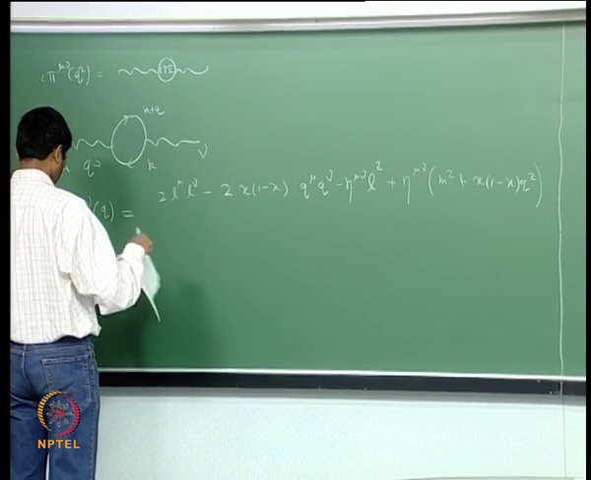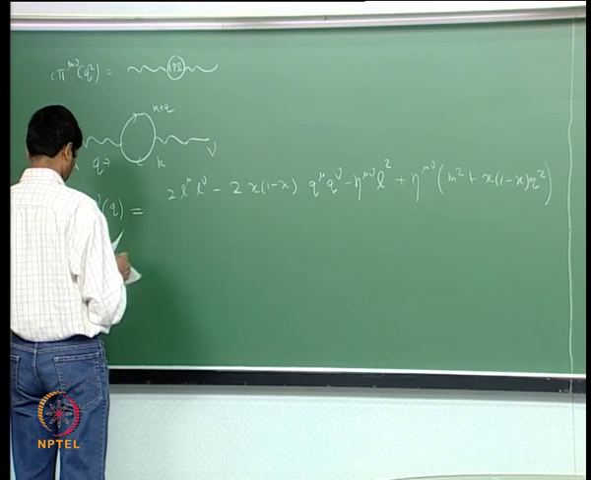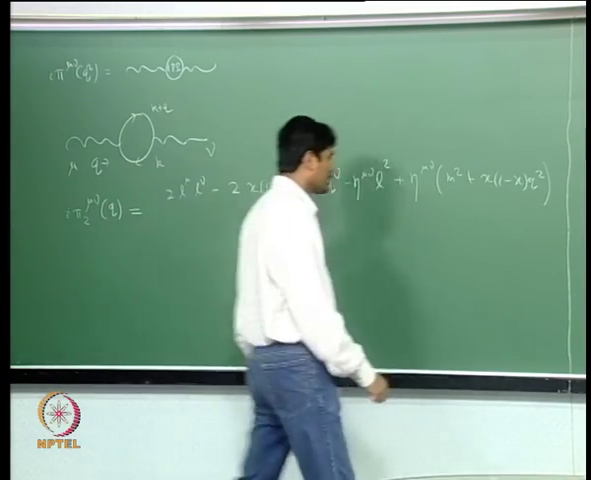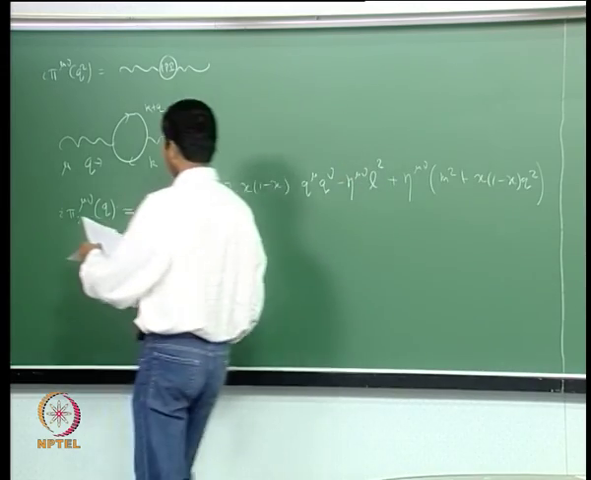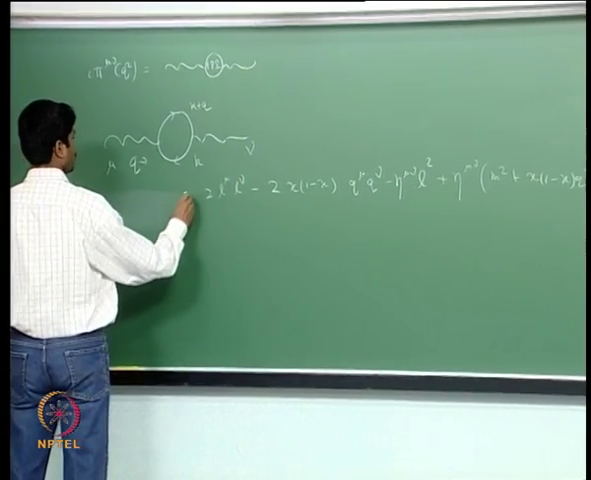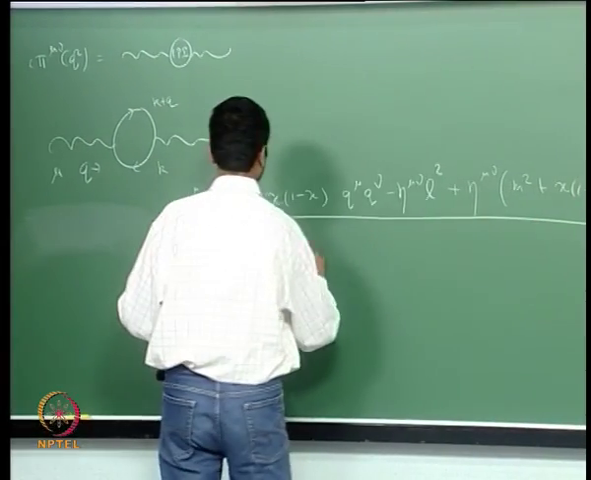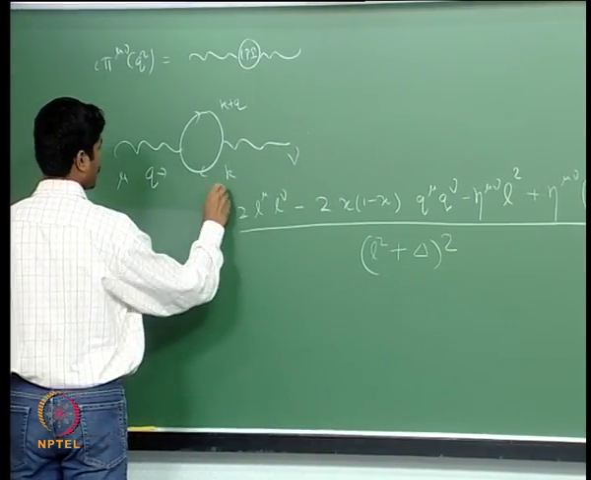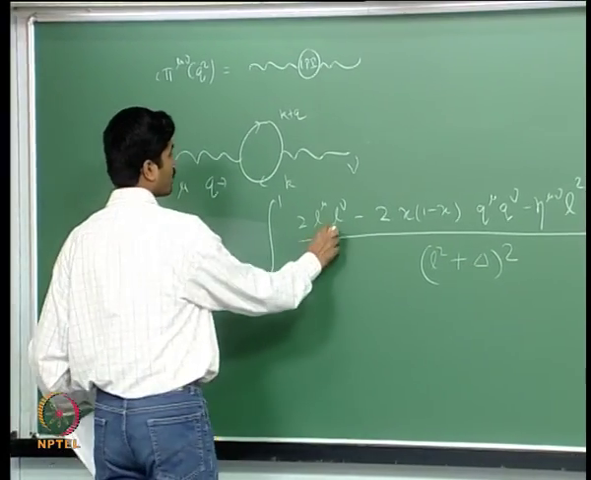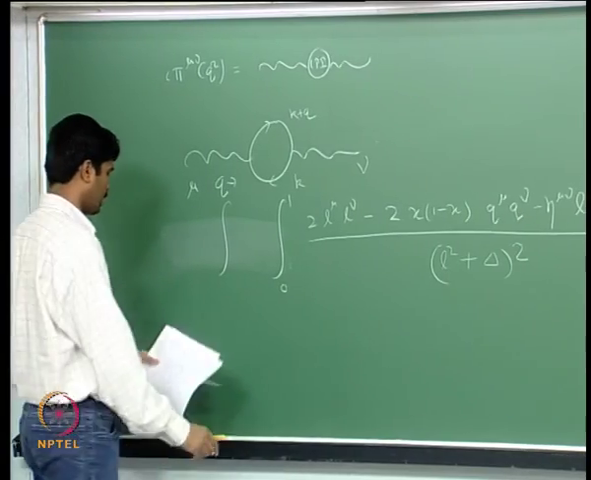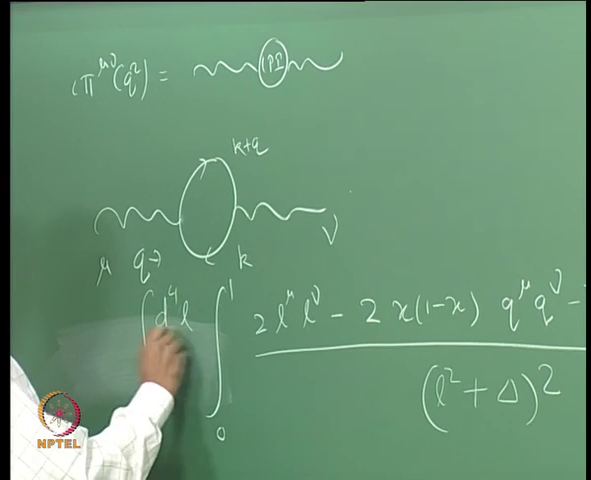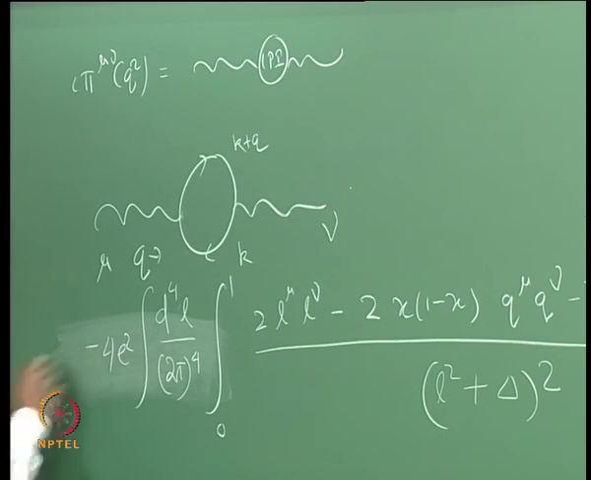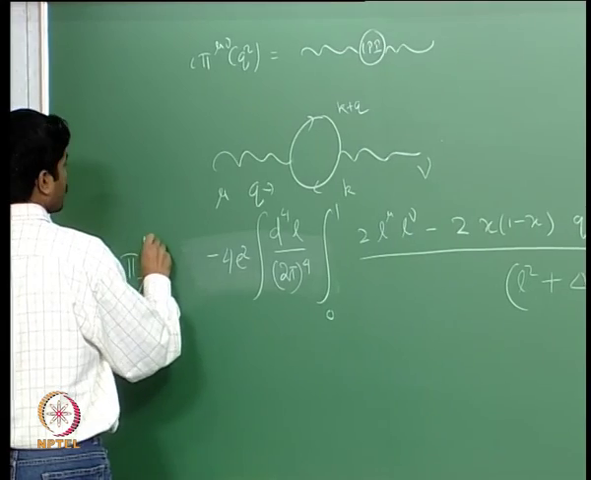This is divided by (L^2 plus delta) whole squared, and this has to be integrated. The variable x has to be integrated from 0 to 1, and the momentum L will have to be integrated through all the values it takes. So, there will be a d^4 L divided by (2 pi)^4, and we have an overall factor minus 4 e^2. So, this is what we got for i Pi_2^{mu nu}(q^2).